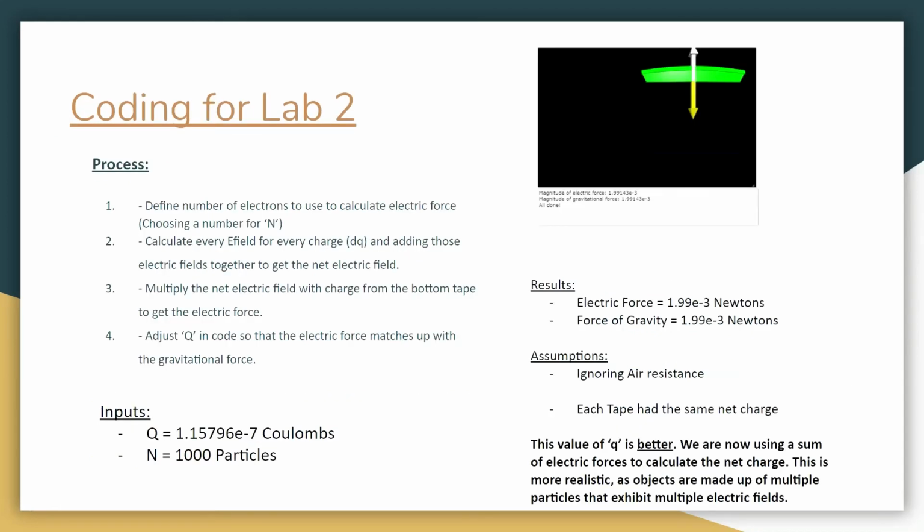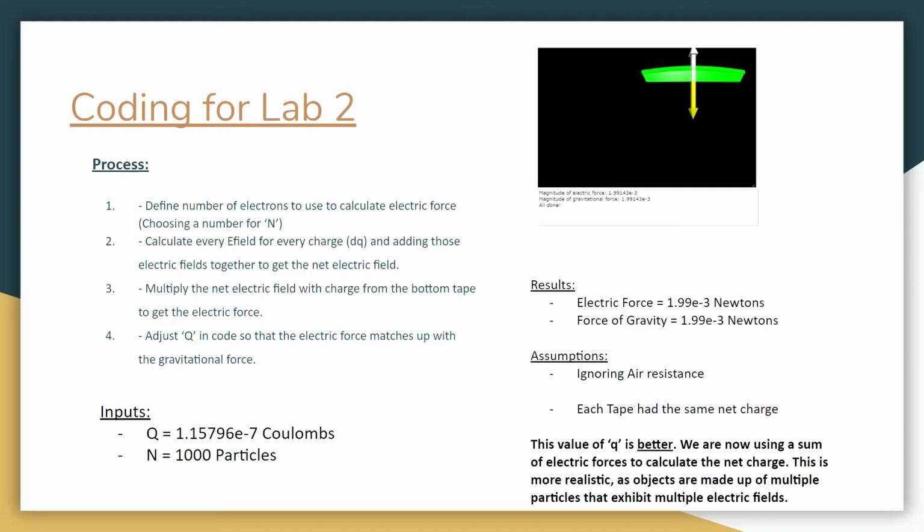The objective of this lab is to try to guess the value of the charge of each tape. We're looking at the results to see if the electric force does equal the force of gravity. To summarize my process, I chose a number of particles to use for my model, then calculated the electric force for each and every particle, and summed that up to make the net electric force. In my case, I used a Q value of 1.16 e to the negative 7 coulombs and used 1,000 particles for my model, which is why you can't really see the particles, maybe the blue ones, but the red ones are completely gone.